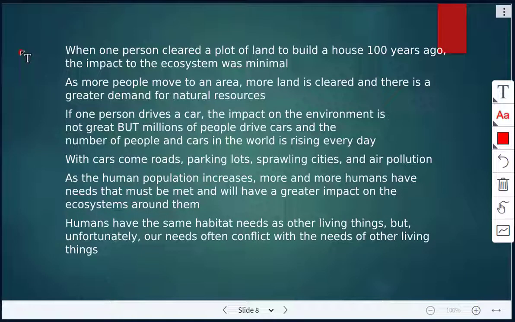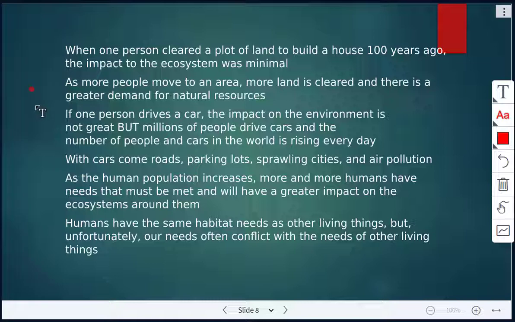But lastly, before we watch the video, we're just going to talk about how the increase in human population and so on has affected the environment and ecosystems. So when one person cleared a plot of land to build a house 100 years ago, the impact on the ecosystem was minimal. But as more and more people move to an area, more land is being cleared and there's a greater demand for those natural resources.